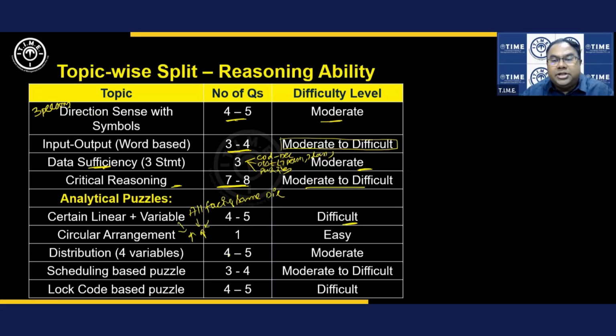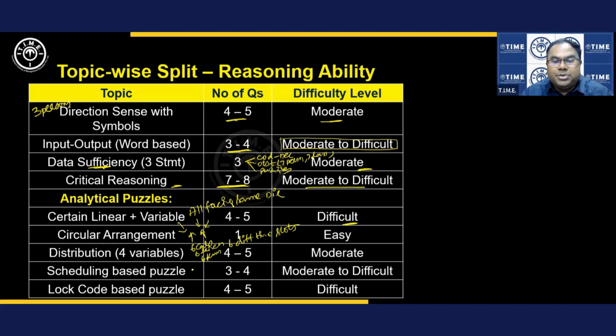Then we have distribution, which is moderate. We have 4 variables. We have 6 cars, 6 drivers. They are driving 6 different kilometers and starting at 6 different time slots. There are 4 variables given, about 4 to 5 questions.